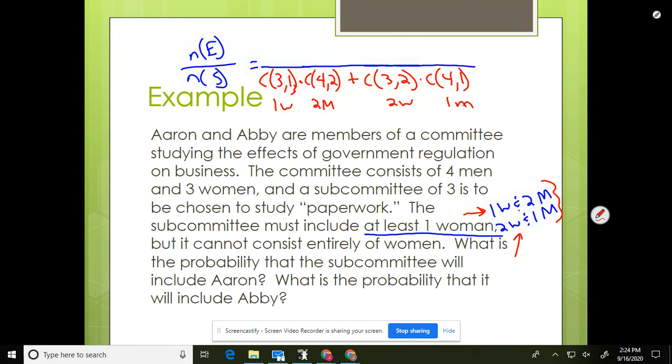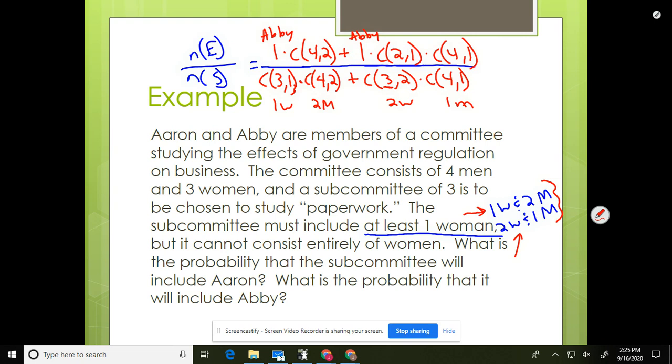Now we just need to include Abby. So if I have one woman, that's Abby. She's the one woman. And I have two men. So it's just Abby, 1 times selecting my two men. And then if I have the two women and one man, Abby's one of them. That's Abby. Then I need to select one other woman, but I only now have 2 left to choose from since Abby's been chosen. And then I need to select one man. I still have 4 to choose from, and that's including Abby.